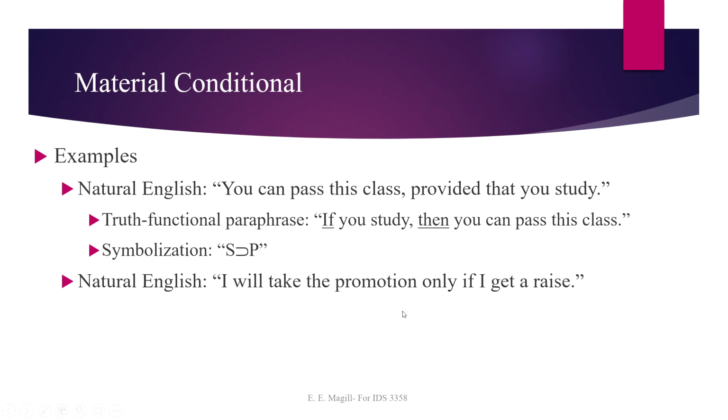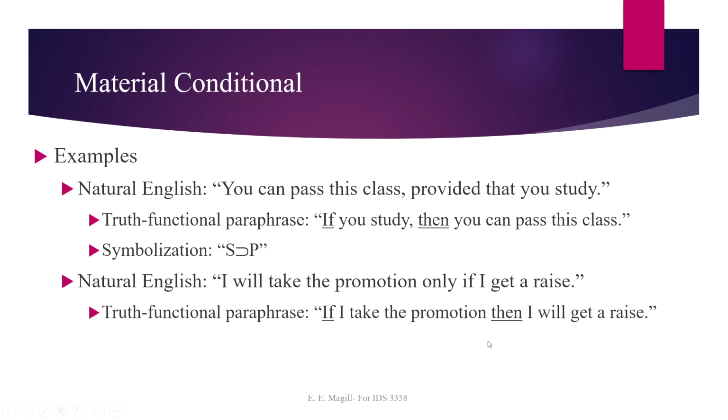And here we have that only if, right? I will take the promotion only if I get a raise. When we have that only expression, we know that what comes first is the antecedent and what comes next is the consequent. So now we know we have if I take the promotion, then I will get a raise. And that's going to be symbolized as P for I take the promotion, horseshoe R for I will get a raise. So that's the material conditional, and I know that there's a lot of different things going on there, so rewatch this or ask questions, or as always, look at the textbook or the course manual for more information.